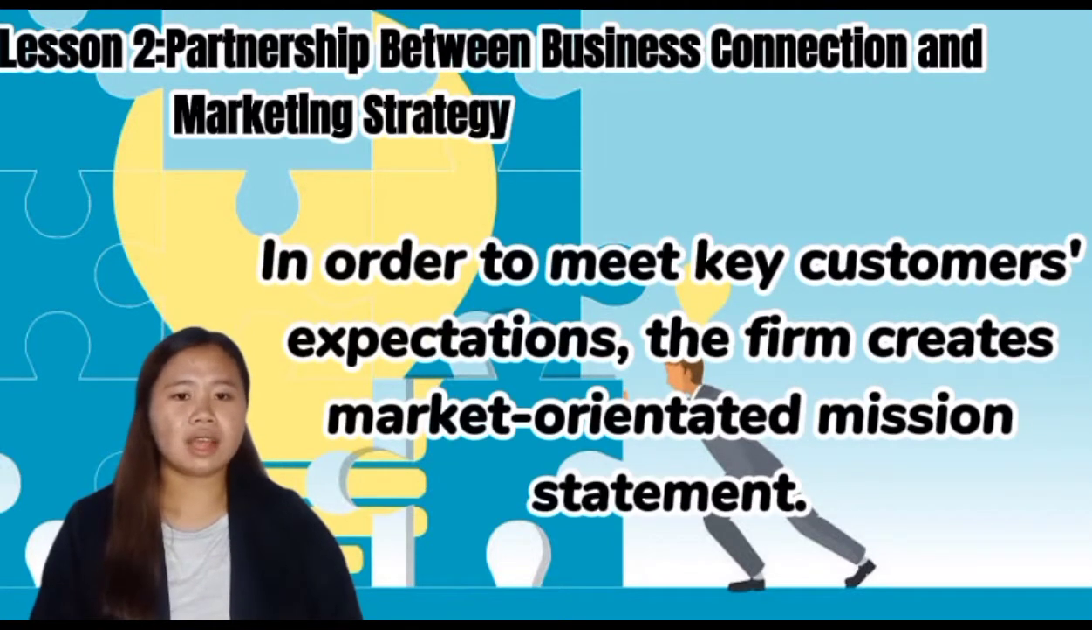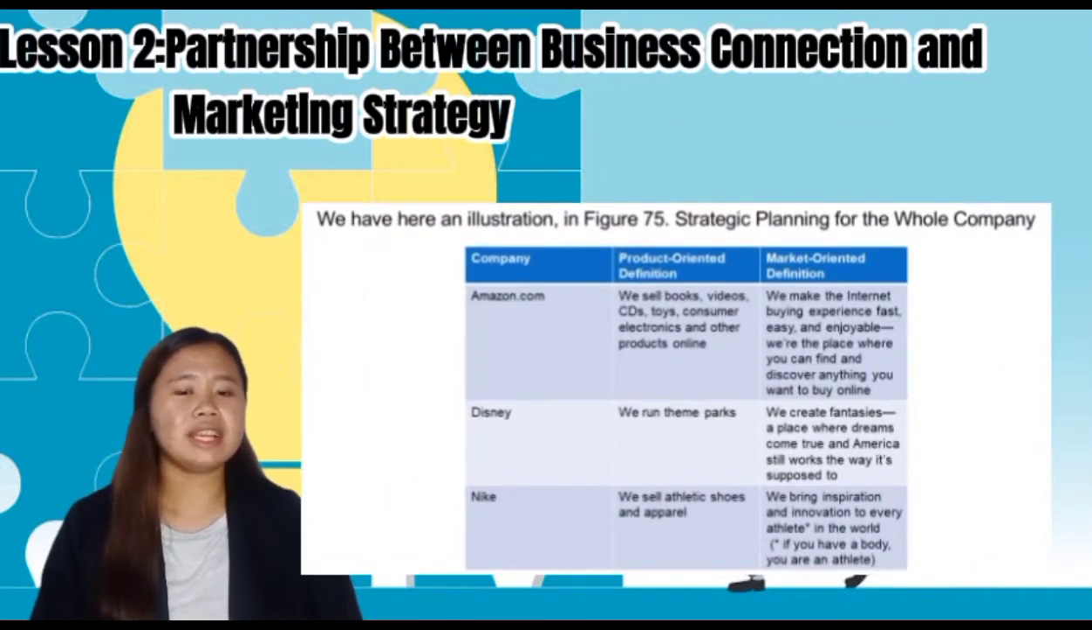In order to meet their customers' expectations, the firms create market-oriented mission statements. We have here an illustration in Figure 75. Strategic planning for the company. The first company here is Amazon. They offer and sell books, videos, CDs, toys, consumer electronics, and other products online. The market-oriented definition of Amazon is they make the internet buying experience fast, easy, and enjoyable. They are the place where you can find and discover anything you want to buy online.